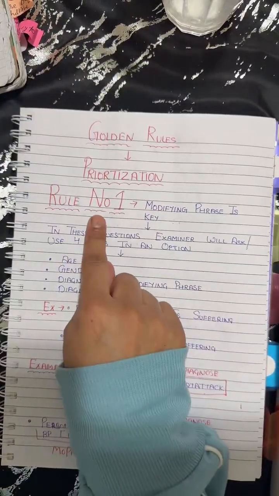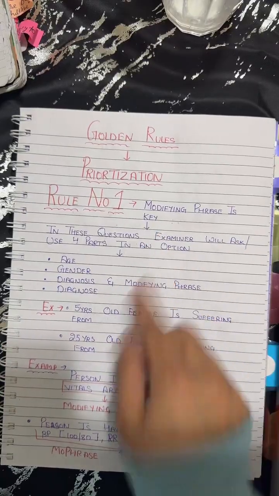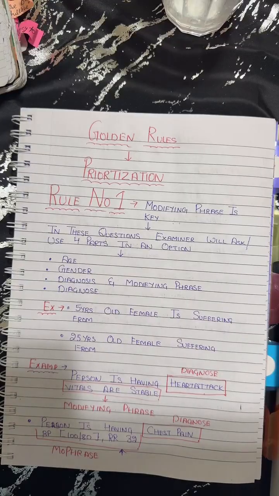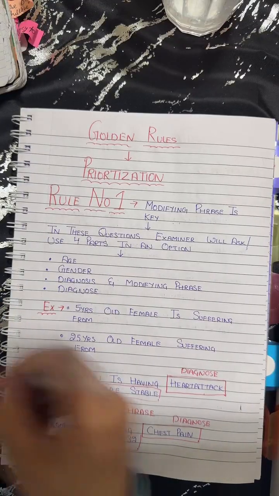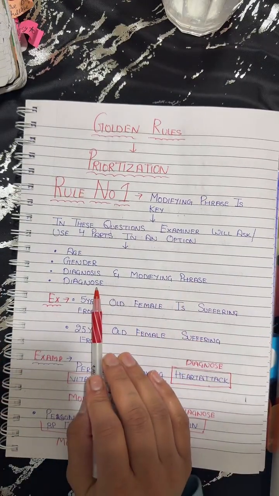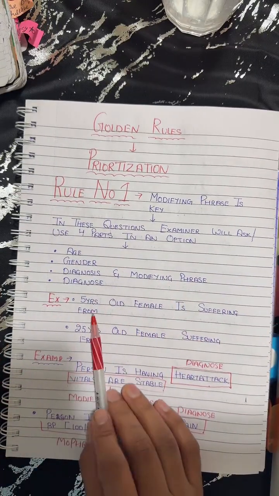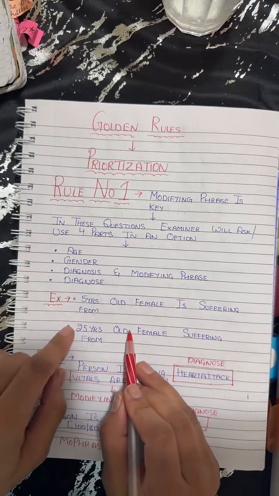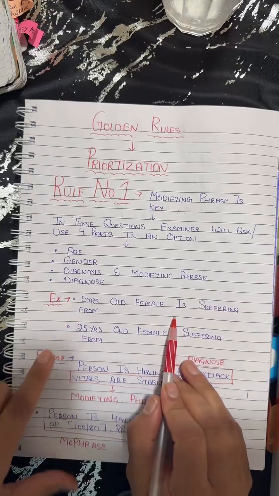Prioritization rule number 1: the modifying phrase is key. In these questions, the examiner will ask 4 parts in an option: age, gender, diagnosis, and modifying phrase. For example, a 5 years old female is suffering from dash. This is how you will see the question in your exam.